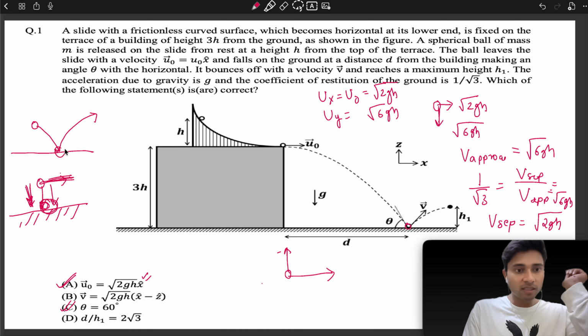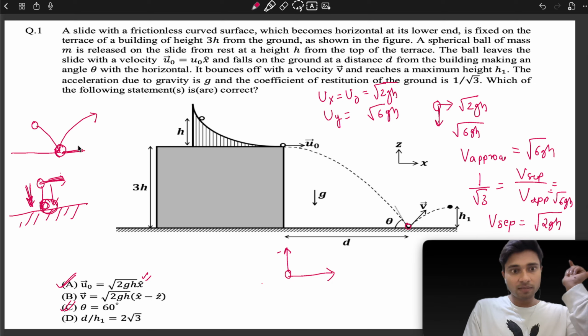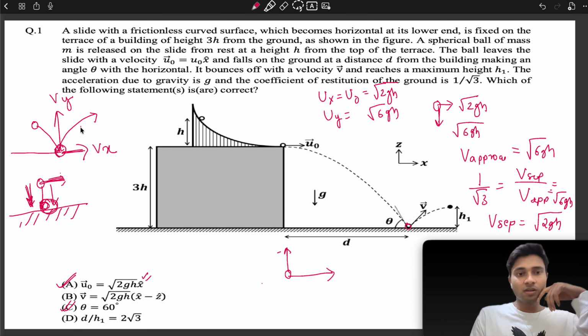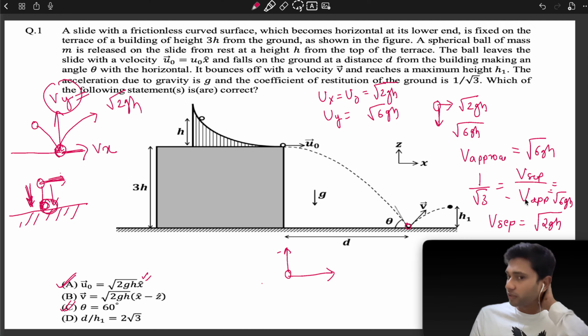After collision, the ball will have two velocities, one in the horizontal direction and one in the vertical direction. Okay, so which component is contributing towards separation? Again vertical. So vy we figured out, which will be root 2gh. How did we figure it out? By using velocity of separation by velocity of approach as the coefficient of restitution.